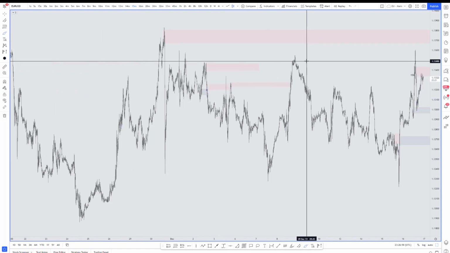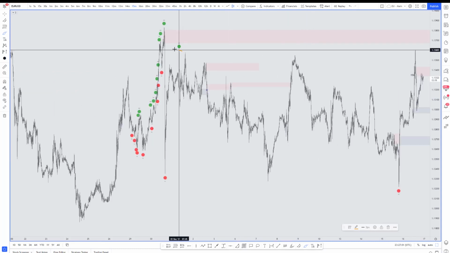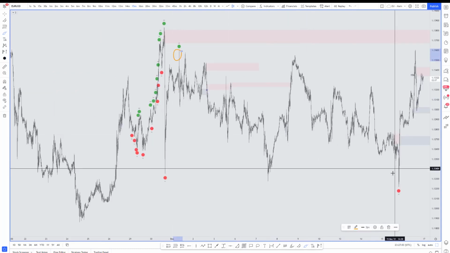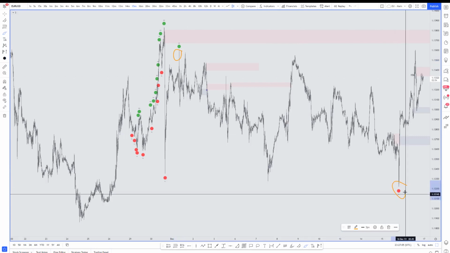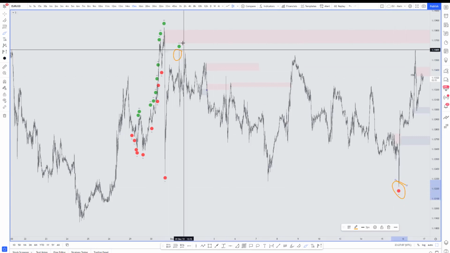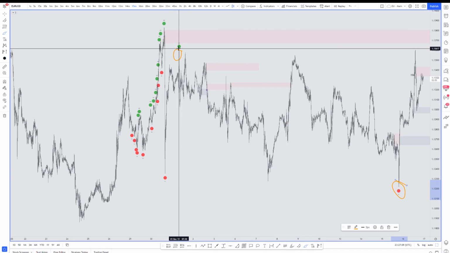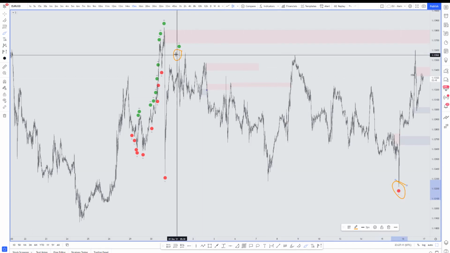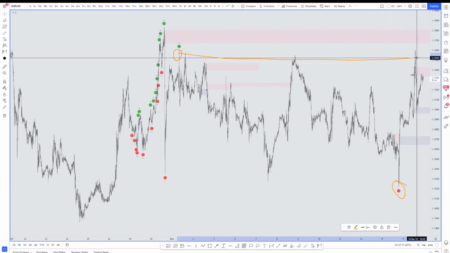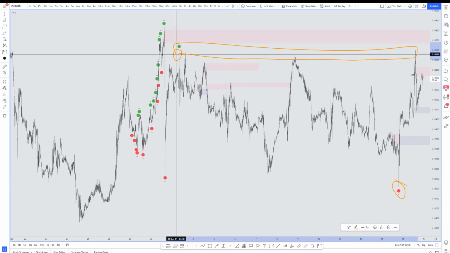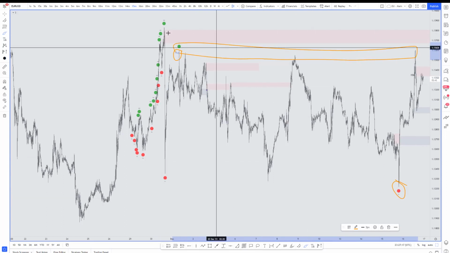This is when we were talking about market structure earlier. This is actually a strong high, and this is a low. The reason this high is strong is because this high put in this low. If you notice where the market stalled today, it was not able to close above this high. So this is a strong point to trade off.